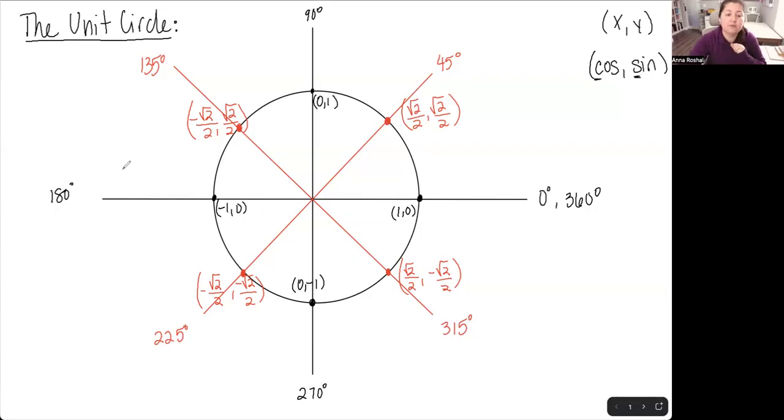Okay. The other thing that I want to make sure that we talk about before we continue on is our radians. So typically we know that 180 is the same thing as 1 pi, right? So that means 360 is going to be 2 pi.